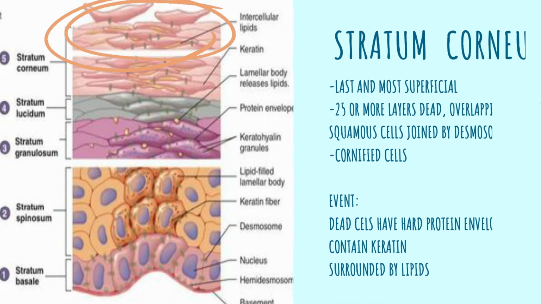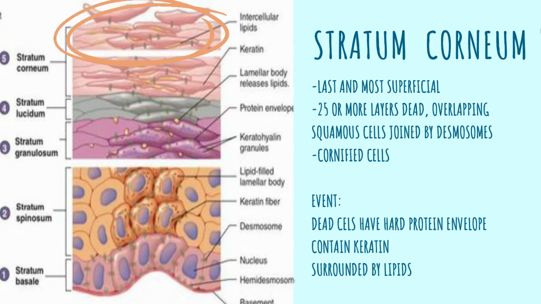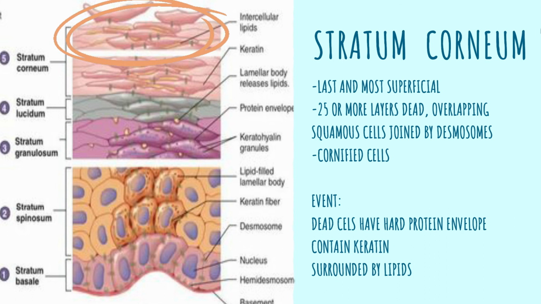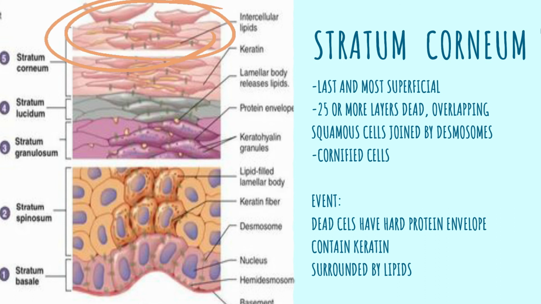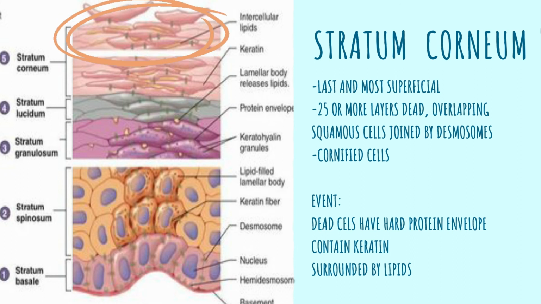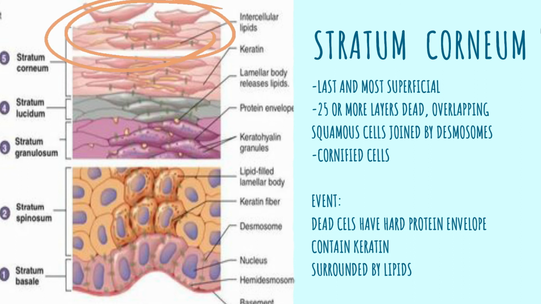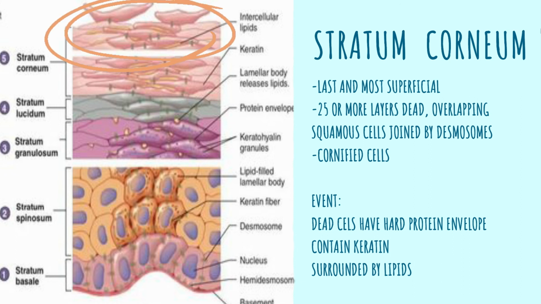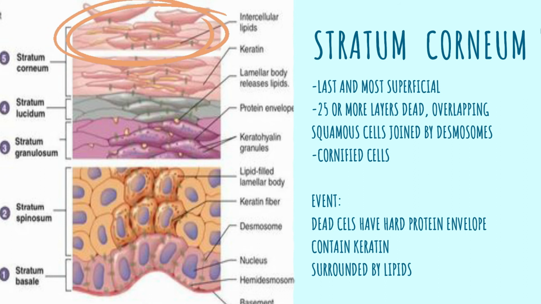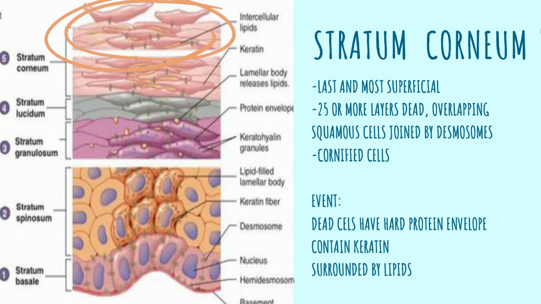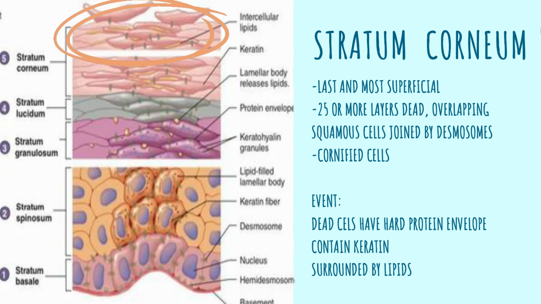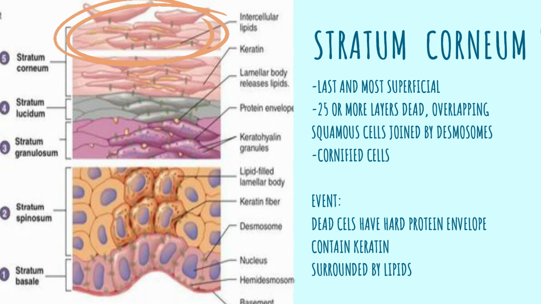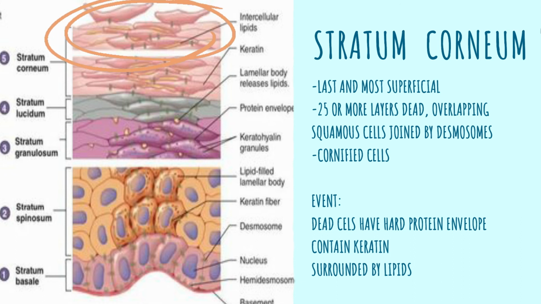And lastly, the stratum corneum. It is the last and most superficial stratum of the epidermis. This stratum is composed of 25 or more layers of dead, overlapping squamous cells joined by desmosomes. Eventually, the desmosomes break apart and the cells are shed from the surface of the skin. Excessive shedding of the stratum corneum of the scalp results in dandruff. Less noticeably, skin cells are continually shed from other areas as clothes rub against the body or as the skin is washed.